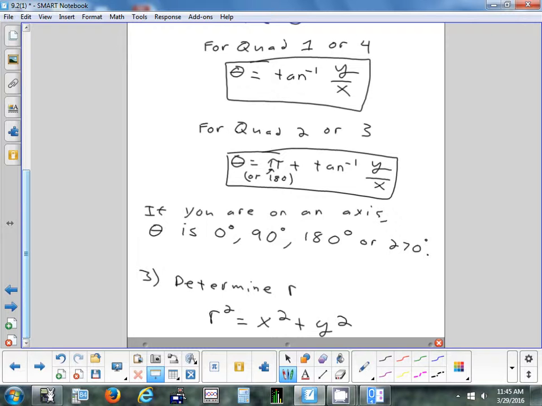Okay, and then the last step, after you get your angle, find your radius. If you want to do the radius first, that's fine. Finding r and finding theta are separate. So you're just doing the Pythagorean theorem.